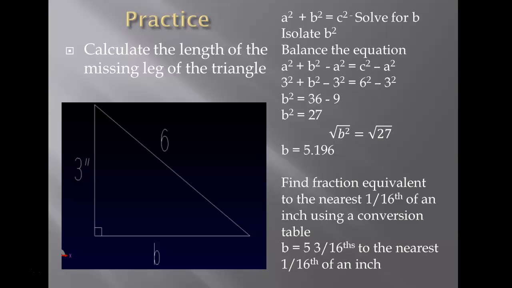Now, I have that value here. I'm asking you, when you find your solutions, to convert them to a fraction. So I'm going to use the conversion table that we did earlier. And I know that for the value of 0.196, 3/16 is the nearest fractional whole. So I have 5, there's my whole number, and 3/16, which represents the answer to the nearest 16th of an inch.